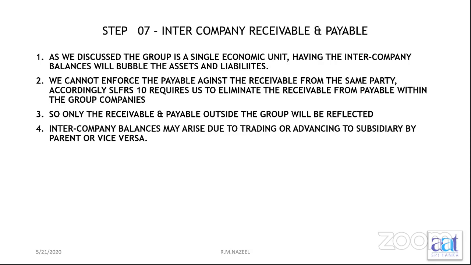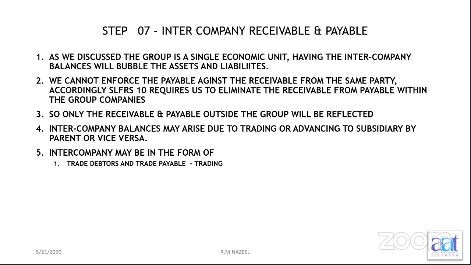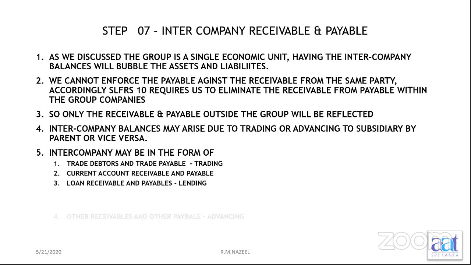Intercompany balances may arise due to trading or advancing or anything, from parent to subsidiary or vice versa. Examples of intercompany items I have seen in the exam: trade debtors, trade payables, current account receivable, current account payable, loan receivable, loan payable, interest, other receivables, other payables. If you see these amounts, you need to remove the receivables against the payables. You remove the assets by that amount, you remove the liabilities by that amount, and the balance sheet will not get distorted, because there are no changes in the resources. What do you need to do?